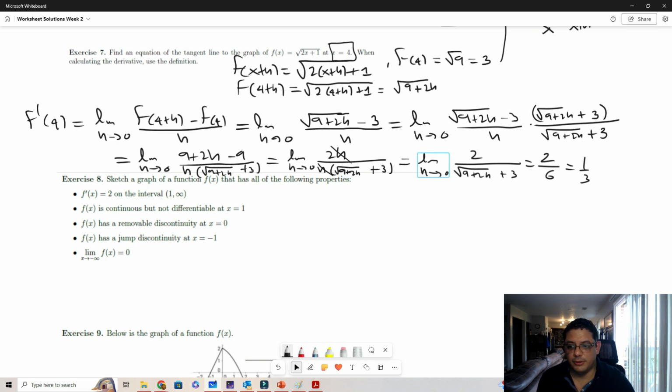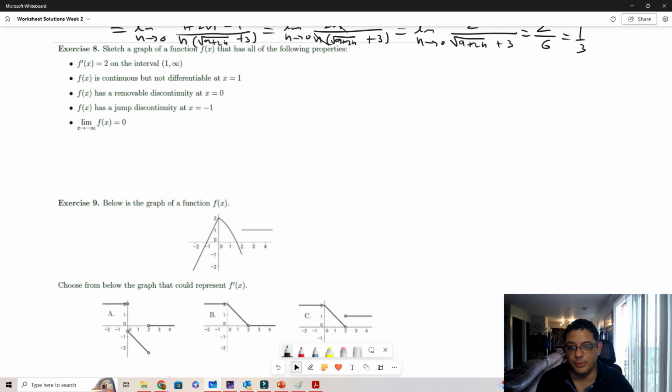Now let's transition to question 8. It says, sketch the graph of a function that has the following properties. F prime is equal to 2 on the interval 1 to infinity. F of x is continuous but not differentiable at x equals 1. F has a removable discontinuity at x equals 0. And f of x has a jump discontinuity at x equals minus 1. And the limit when x goes to minus infinity is 0. So a bunch of different things.